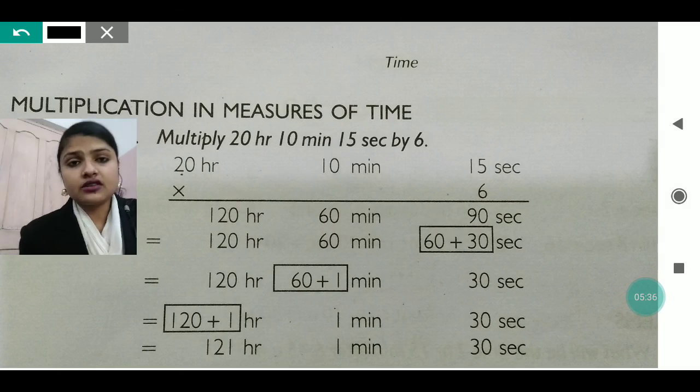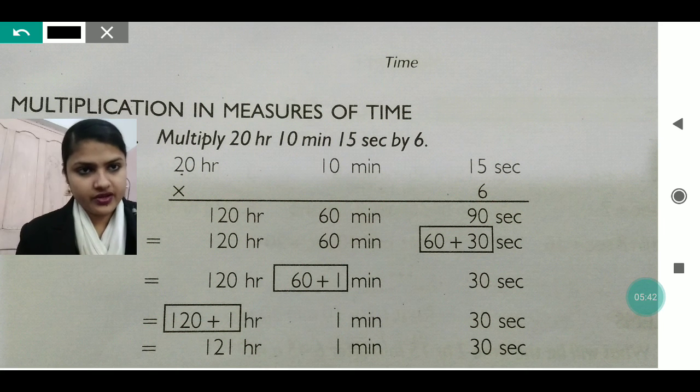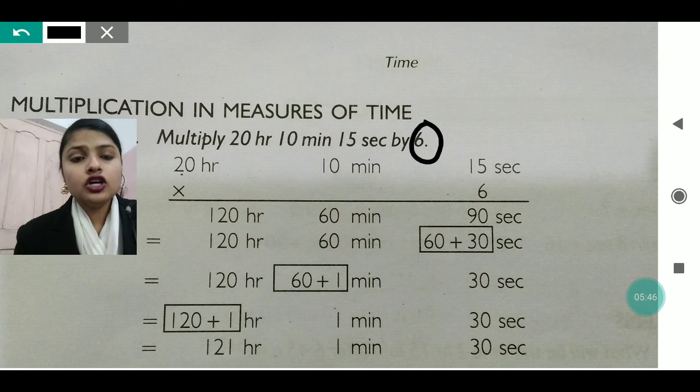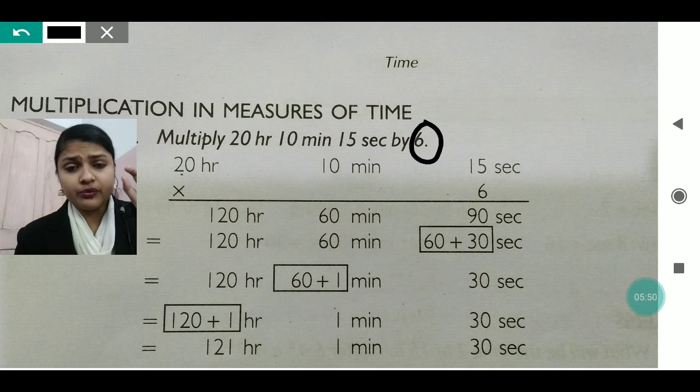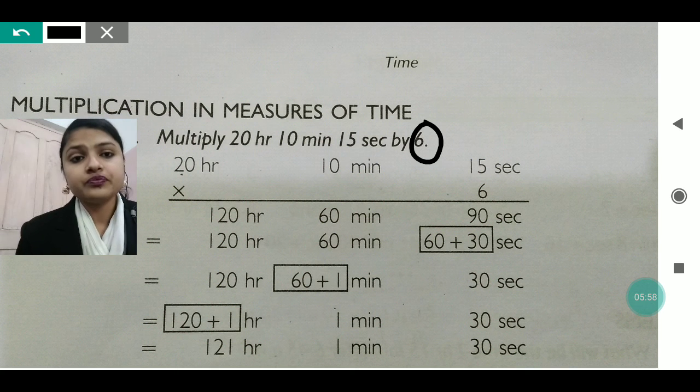Now you can see in this question what is being done. Here second, minute and hour, all three are present, and we are multiplying with only a one digit number, that is 6. So first arrange it. Write hour, minute and second upside. Here it is not written upside, it is written with the number. You can do that also, but I suggest writing it upside.